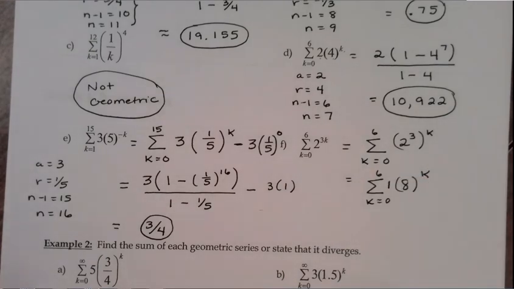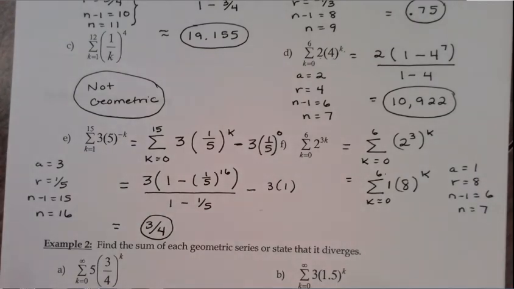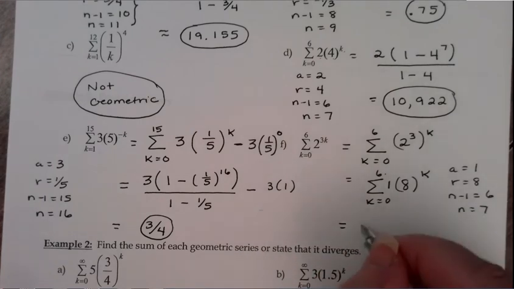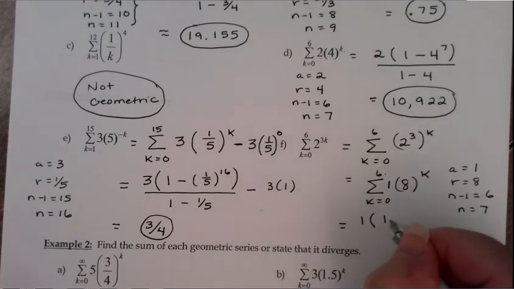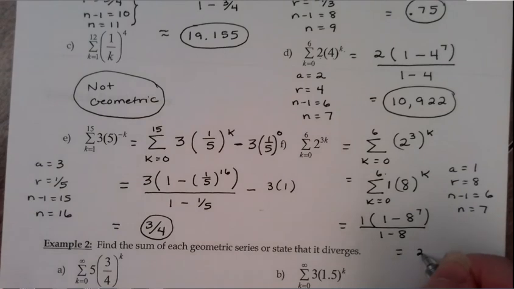My a value out here is really 1. So a is 1. R is 8. And minus 1 is my 6. So n is 7 here. So I'm going to get 1 times 1 minus 8 to the 7th power over 1 minus 8. And that came out to a large number, 299,593. That's what I got when I plugged that in the calculator.